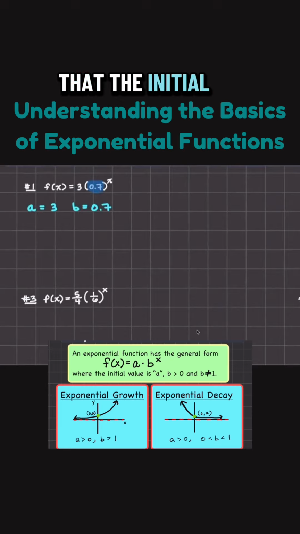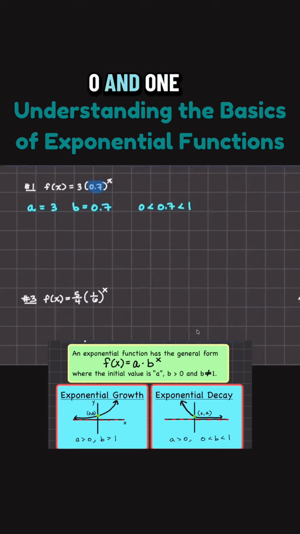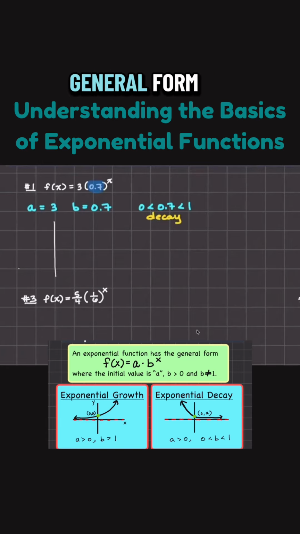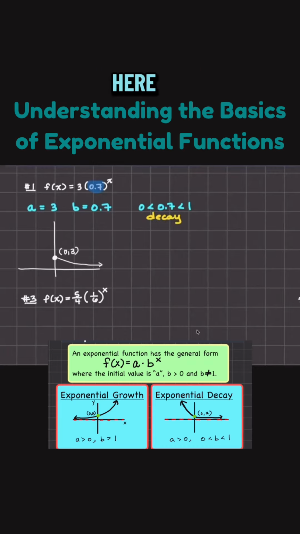So that means that the initial value is going to be 3, but if B is 0.7, we know that that is going to be a value that's in between 0 and 1. And if you refer to up above, we said that's going to be a scenario where you have decay. So if we go to sketch that graph in just a very general form, we would put some point here, we'll just mark that as (0, 3), and then decay is going to approach here, and it's going to look like that. So that's a general form.